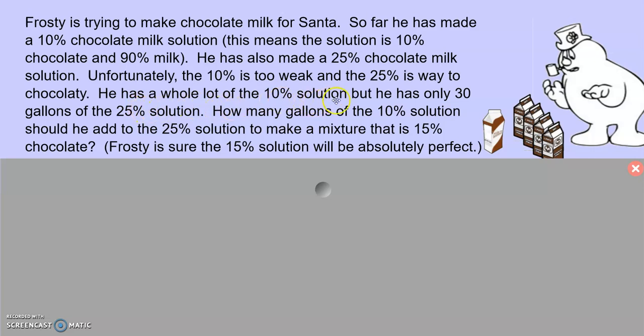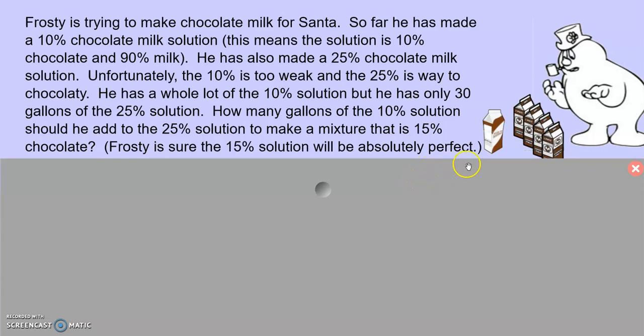So how many gallons of the 10% solution should he add to the 25% solution to make a mixture that is 15% chocolate? Because he's sure that a 15% solution will be perfect. So basically he's got 30 gallons of this stuff that's too strong. So he's going to combine some weaker stuff with it until it is just right.